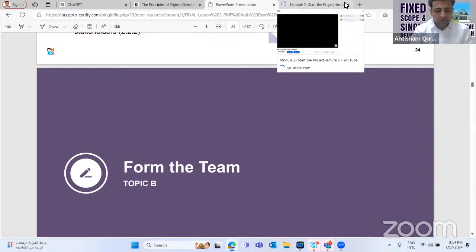So in module 2, we are discussing how to start a project. And as I said, in module 1, we learned why we do a project. And in module 2, we will learn the best way how we can start a project. And in the first lecture, what we talked about is identifying our stakeholders and how we can engage with them throughout the project.